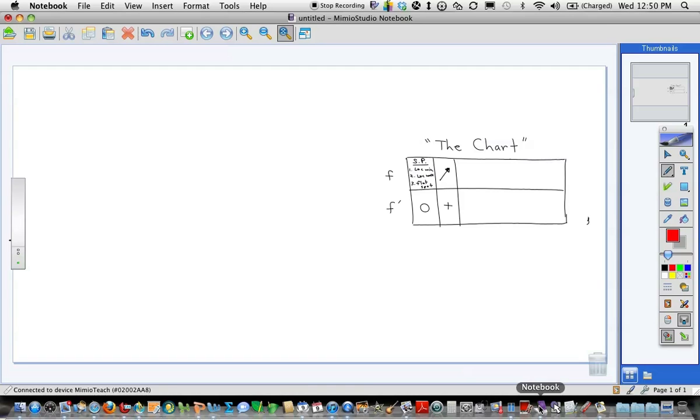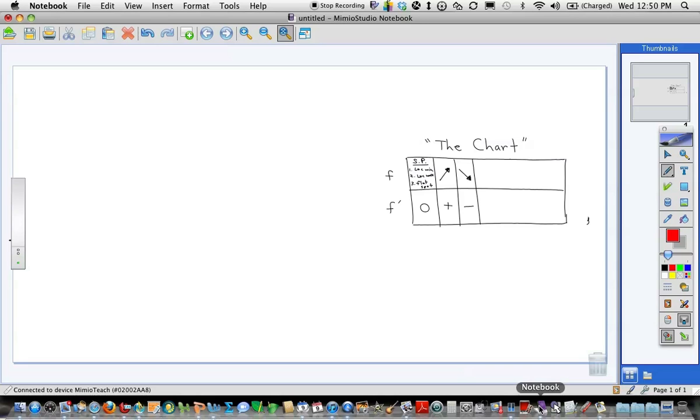Increasing. If F prime is negative, F is decreasing. There's 1 and 2 over there. What about 3 and 4?